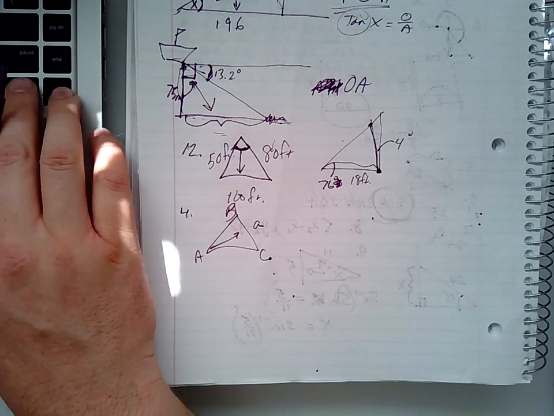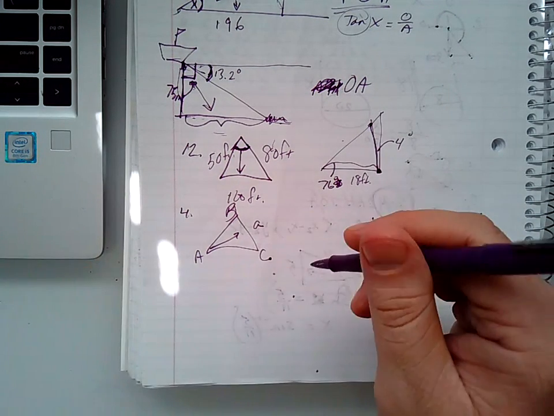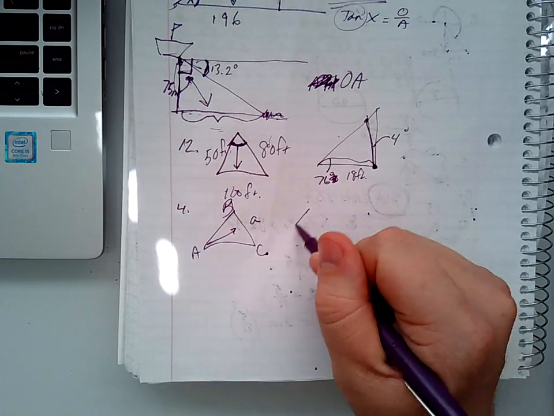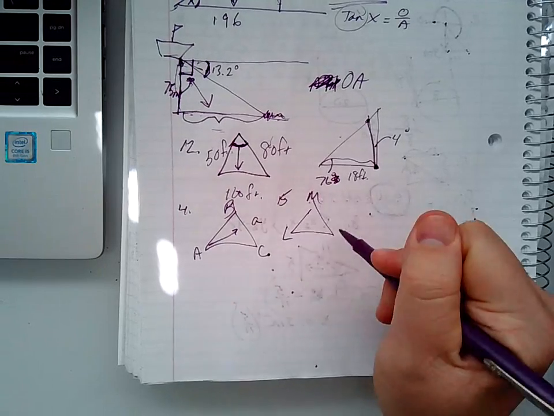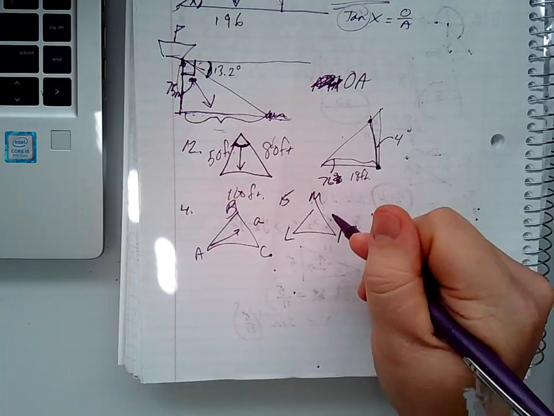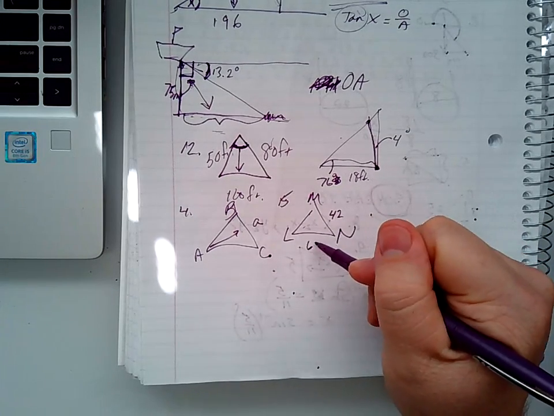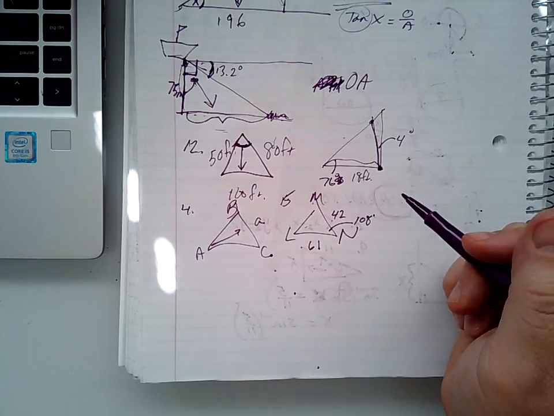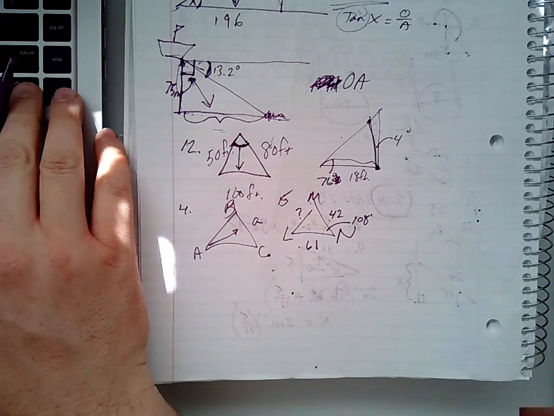Number 15, in LMN, L is 42, M is 61, and N is 108. Angle N is 108. So it says LMN. Side L is 42 because it's opposite L. Side M is 61, and then it says angle N is 108. All right, so it wants to know what is that side to the nearest tenth.